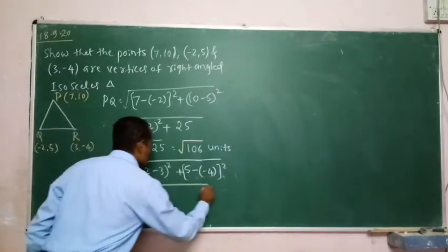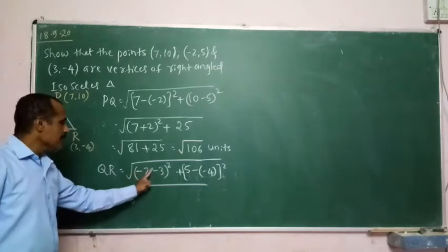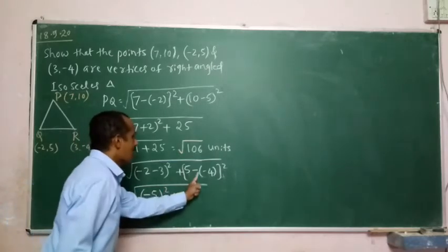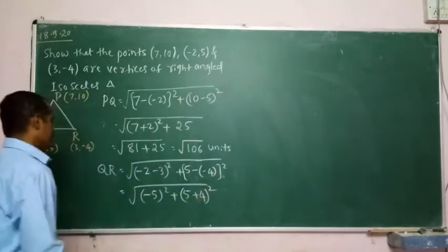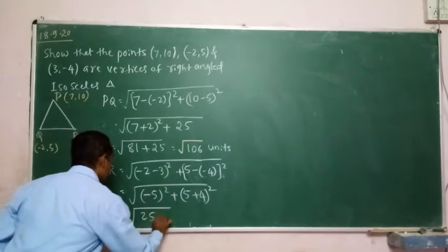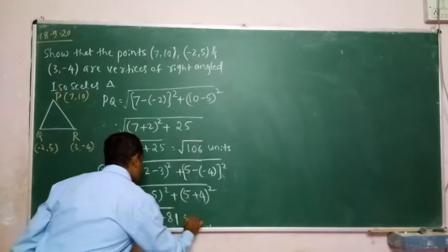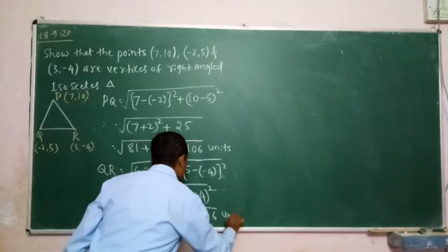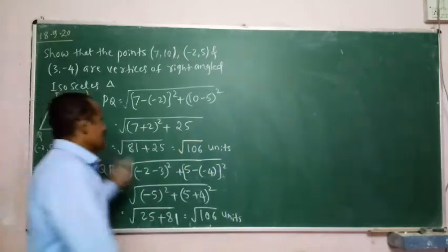Which is equal to under root. Both are minus, keep the minus as it is, add the numbers. Minus 5 the whole square, plus, minus of minus is plus, 5 plus 4 the whole square. Under root, minus 5 square is 25, plus 9 square is 81. Answer is square root of 106 units. See, already both answers are the same. That means it is isosceles.